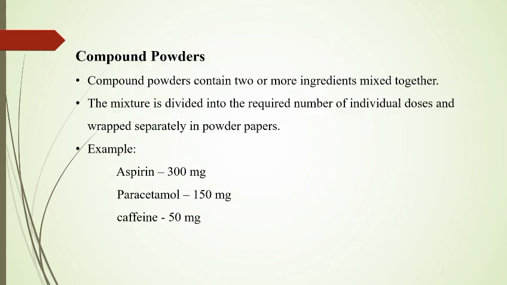Next is compound powders. Compound powders are another special type of powders. They contain two or more ingredients which are mixed together. This mixture is divided into the required number of individual doses and wrapped separately in powder papers. For example, if you take three active ingredients, aspirin, paracetamol, and caffeine, all three ingredients are mixed together to form a mixture. This mixture is further divided into an equal number of individual doses and wrapped separately using powder papers.